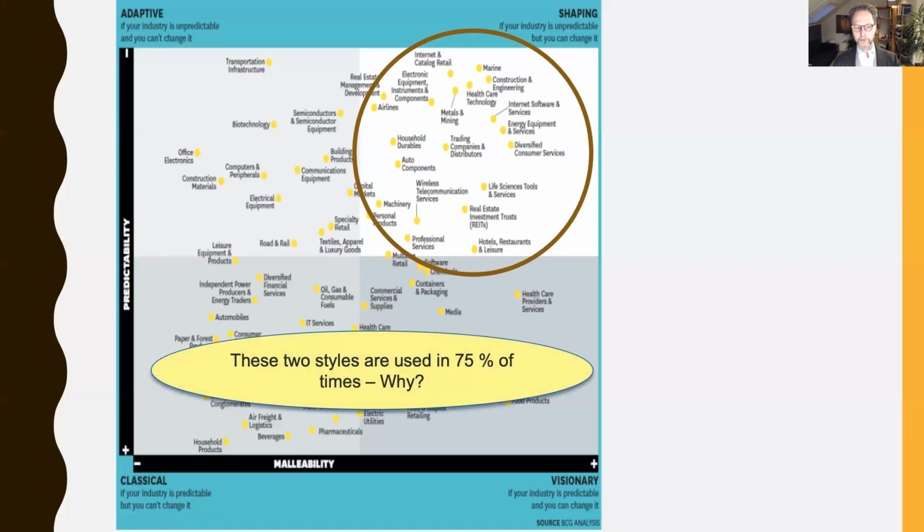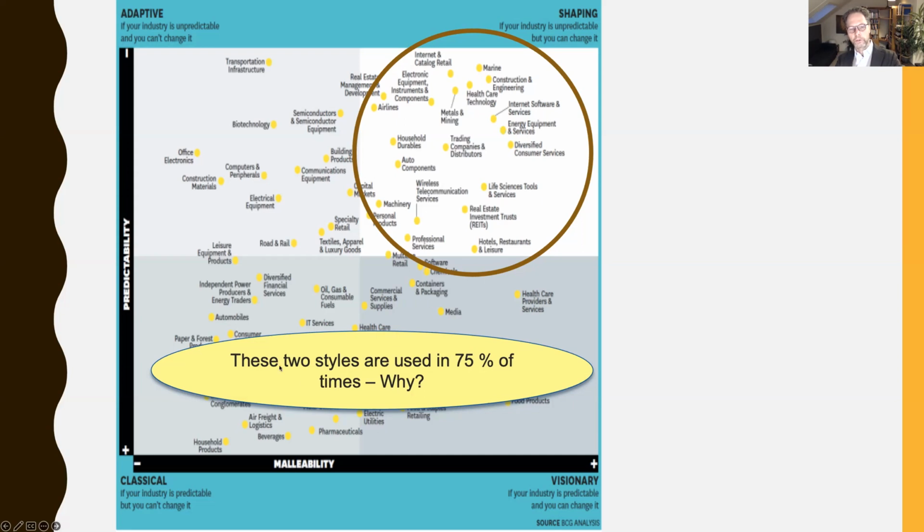But the two styles of managing companies that are most used in 75% of the cases, also in hotels, restaurants, and leisure, are styles that are classical, your industry is predictable, you can't change it, or visionary, your industry is not so predictable, and you can't change it.